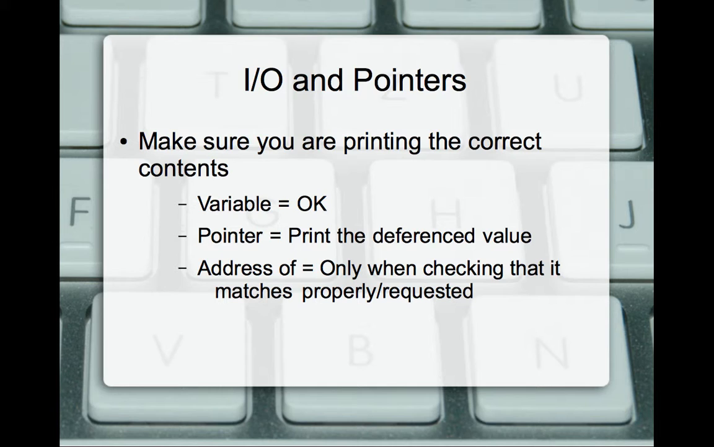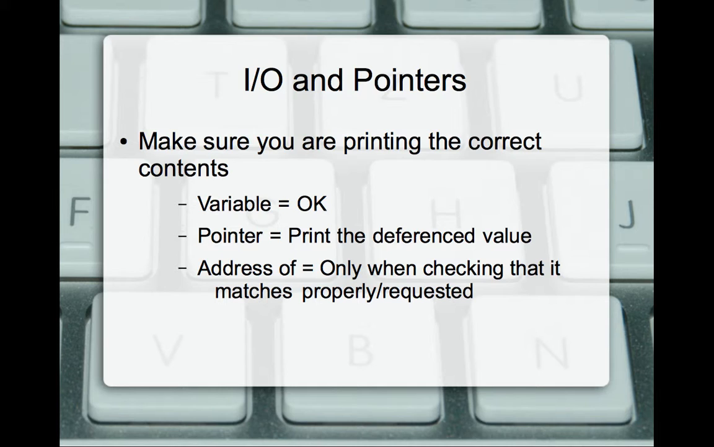You want to make sure when you're using pointers and printing or directing output that you're using the right thing. This is just in general for pointers in itself, but specifically with output, we want to make sure we get that properly. So the variable itself, if we're using just a regular variable, we can just print that variable out and it'll print its contents out, no problem. However, if we're printing the pointer, we want to make sure we print the dereference value.